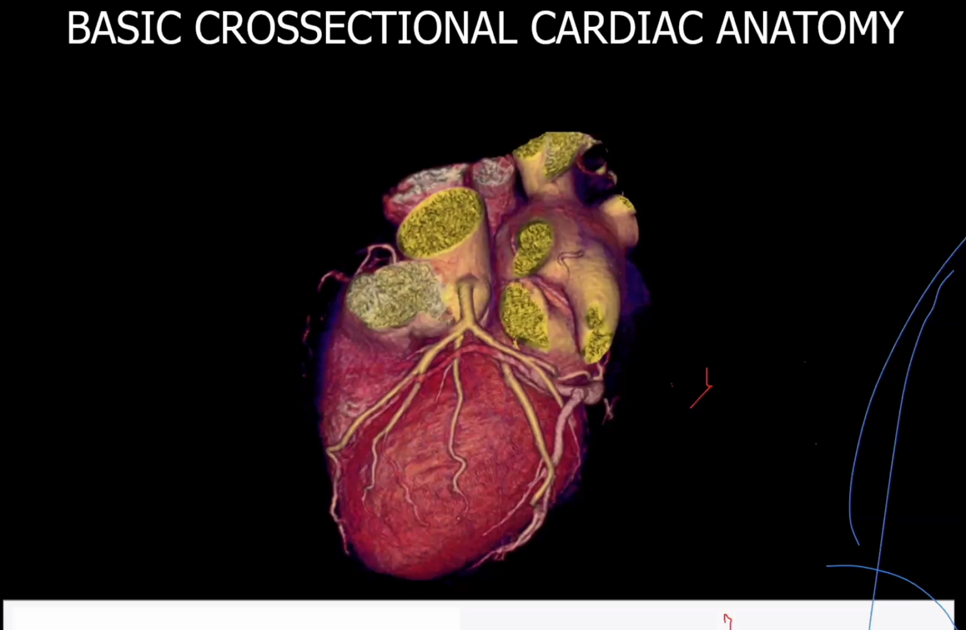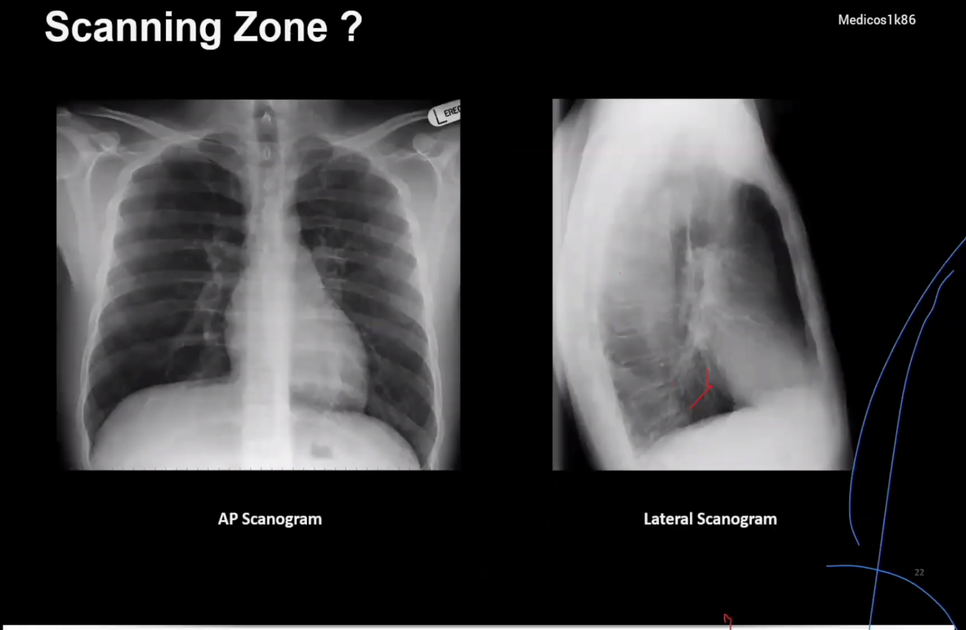Before the acquisition, you will have only these images. This is only the AP scanogram, anterior, posterior, and lateral scanogram. If you don't know where the heart is, you cannot scan the cardiac very easily. Before the scan, you should adjust your scan range. If you are not careful about the positioning of the patient and also the scan range, you will cut the heart and most probably you will repeat the acquisition.